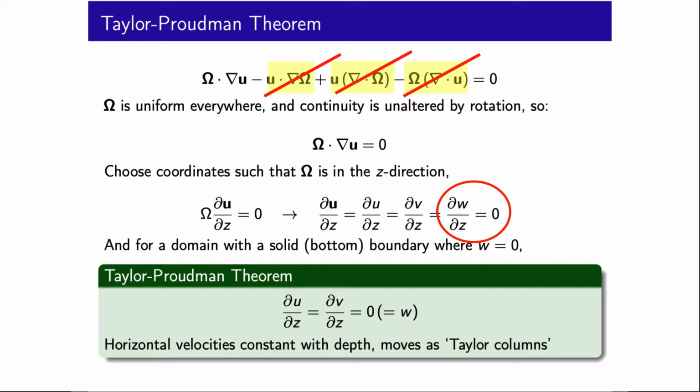Physically, it states that horizontal velocities are constant with depth, and that the fluid moves as if it's infinitely skinny columns, known as Taylor columns. These columns align themselves with the axis of rotation.